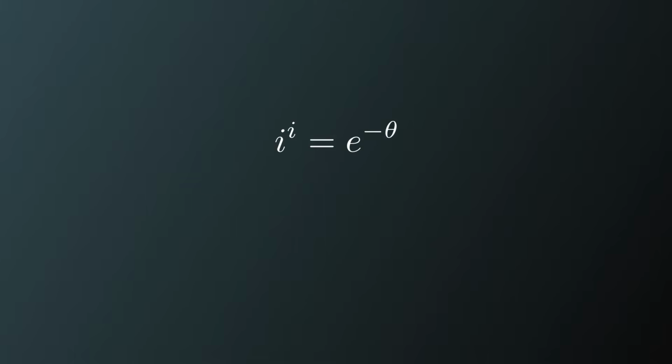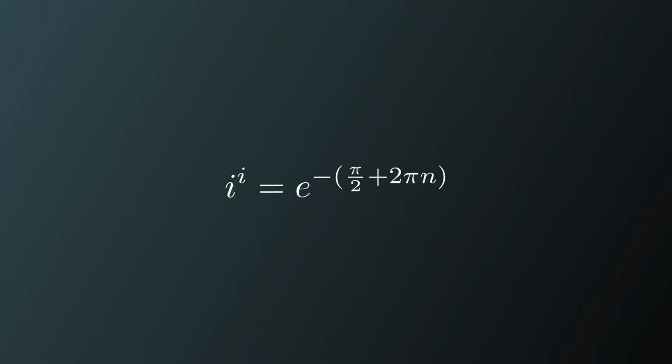But since I to the power of I is equal to e to the power of negative theta, we know theta now, so we can substitute it in. So we have I to the power of I is equal to e to the power of negative pi over 2 plus 2 pi n. And you can plug in any value of n to give you any solution.